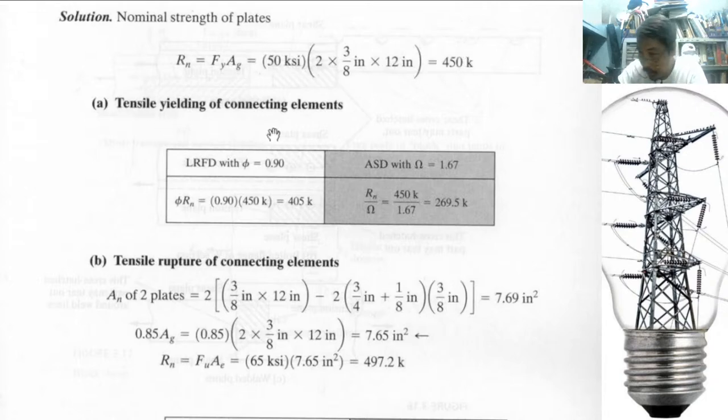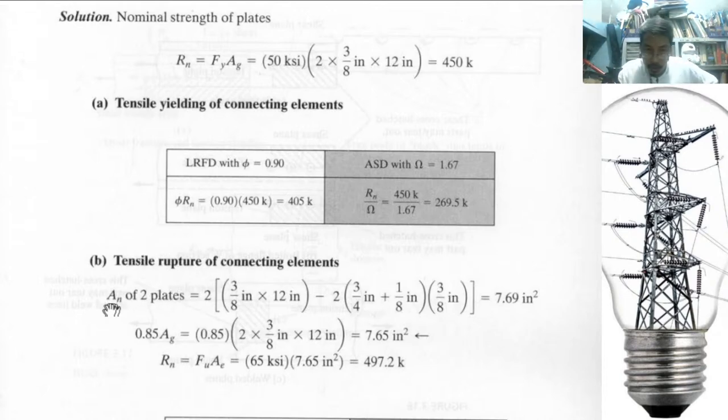Then we can proceed for yielding. For yielding, we have 0.9, so 0.9 times this, we have 405. For ASD, we have 1.67, so divide this by 1.67. We have 270.